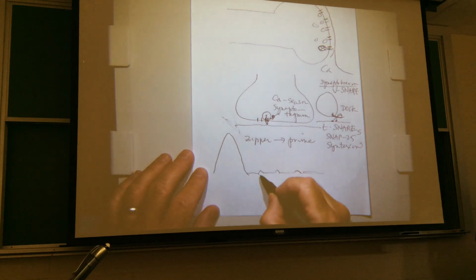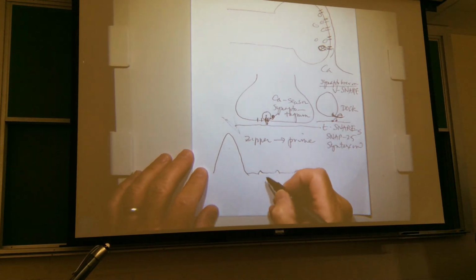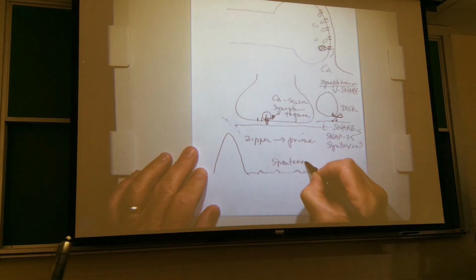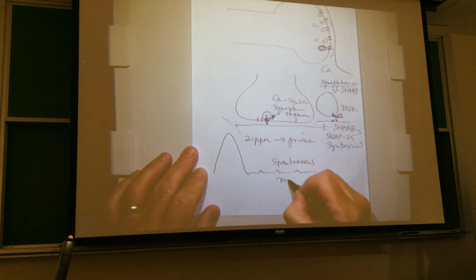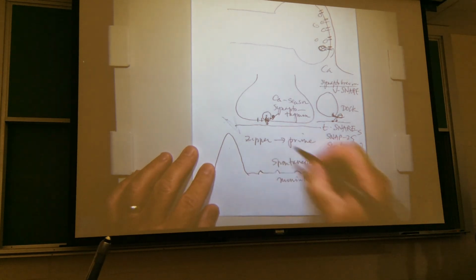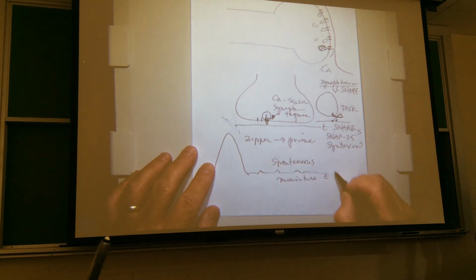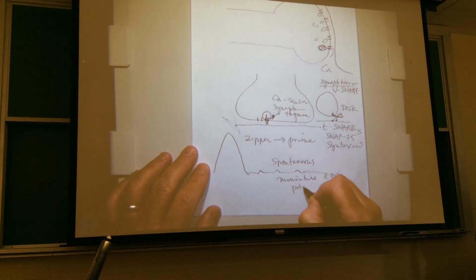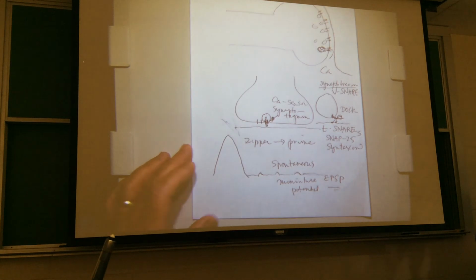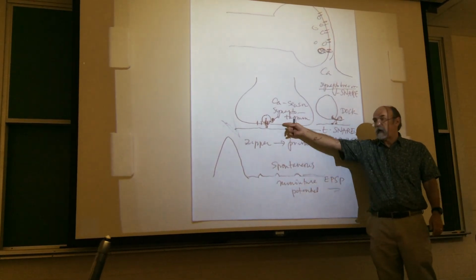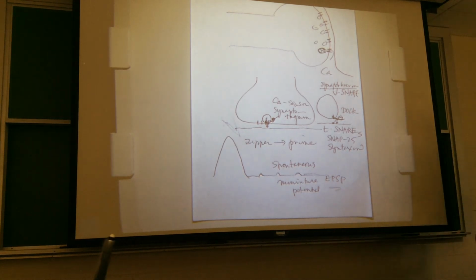Fundamentally, all you need to know is that this is one of these small, spontaneous, miniature excitatory, in this case we call it excitatory postsynaptic potential. I'll just write potential here. Potential is a voltage change. It's a little voltage change, a little depolarization, okay? Spontaneous, that's due to the fusion of a single vesicle.